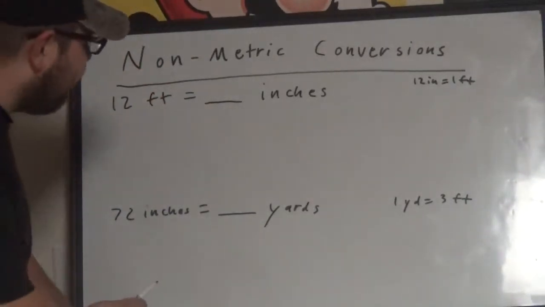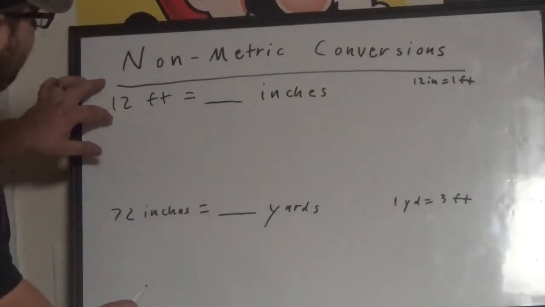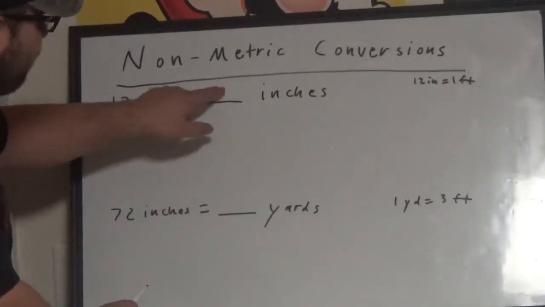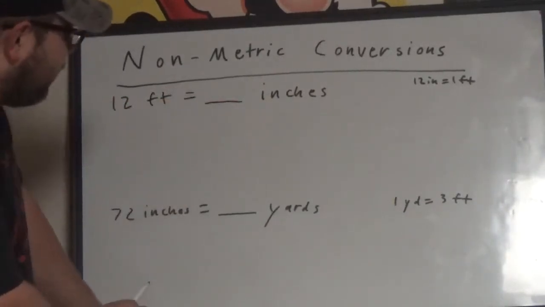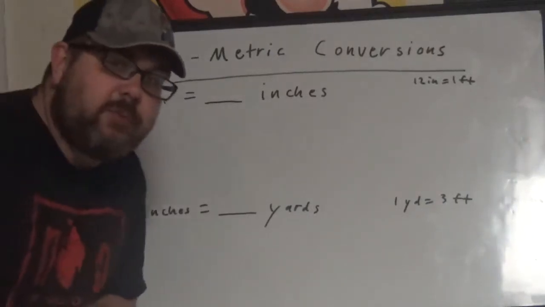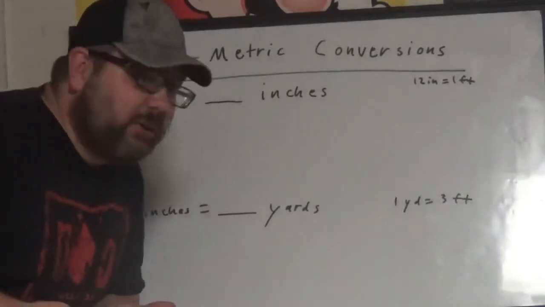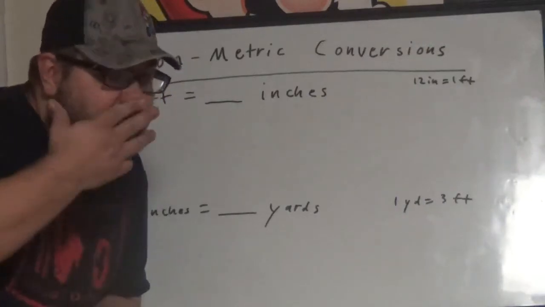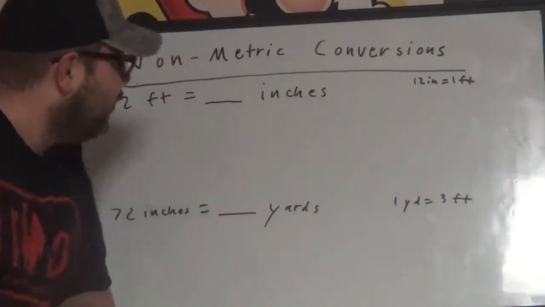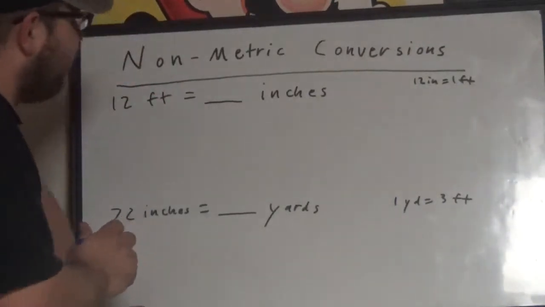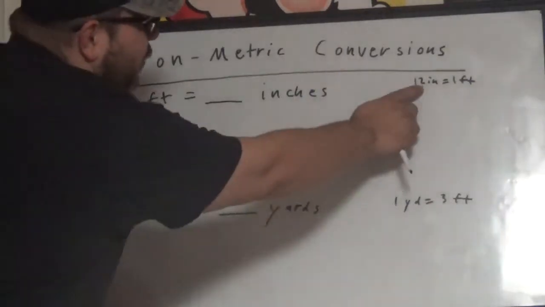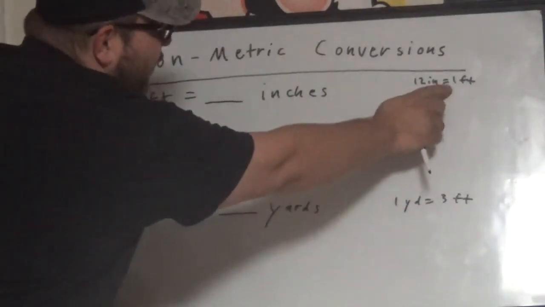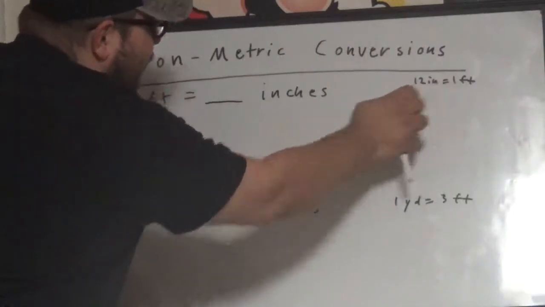The first one: 12 feet equals blank inches. We know we've got 12 feet and we just want to say how many inches are in 12 feet. To do this, we need to remember there are 12 inches in 1 foot. So 12 inches equals 1 foot.